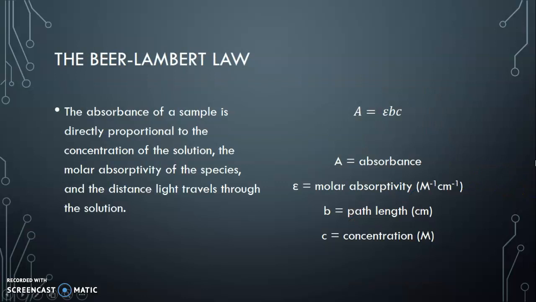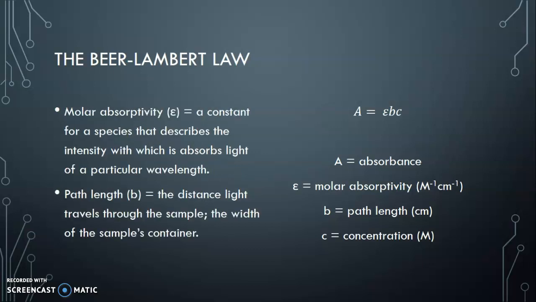So you're going to be using absorbance at a single wavelength to calculate the concentration. The absorbance of a sample is directly proportional to the concentration of the solution, as well as what's known as the molar absorptivity and the distance light travels through the solution. This is known as the Beer-Lambert Law. It's shown to the right: A equals epsilon b c, where A is the absorbance, epsilon is the molar absorptivity, b is the path length, and c is the concentration.